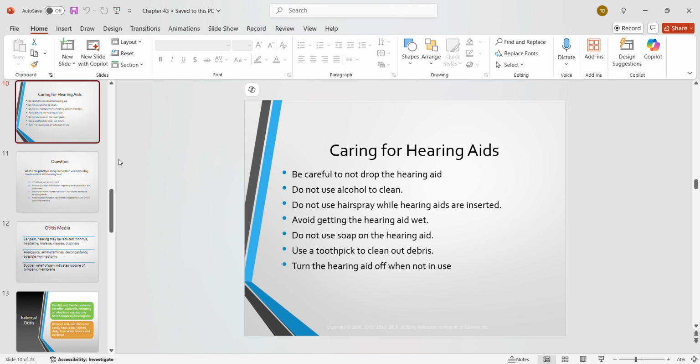Educate the resident on proper hearing aid care and maintenance. Encourage regular cleaning and proper storage to prevent damage. Remind residents to avoid using water, solvents, or oils to clean the hearing aid. And advise the resident to keep replacement batteries and a small hearing aid away from children and pets.